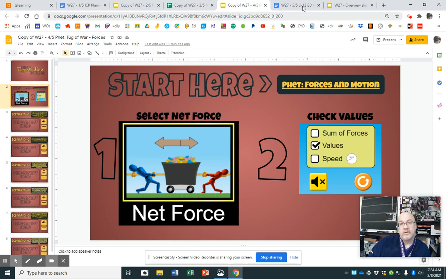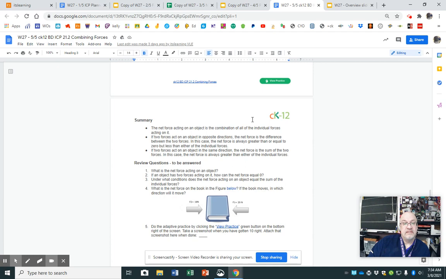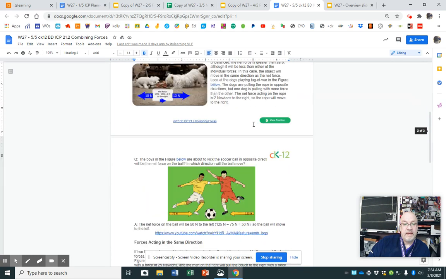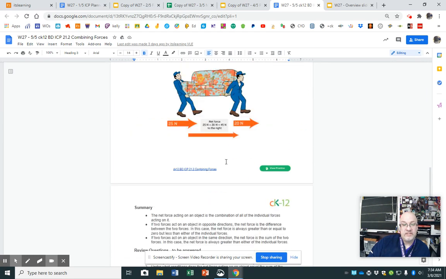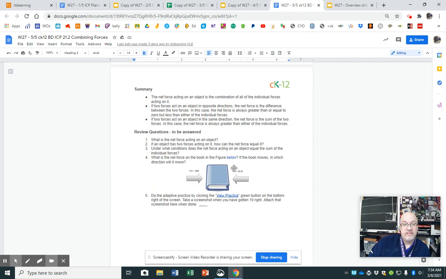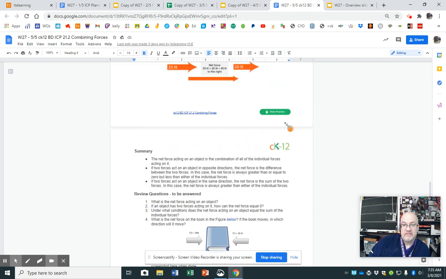You like it. And the last one, this is the CK12. You read the web page. There's a couple of videos to watch. And then down here, there are questions to answer, and then do the adaptive practice. The adaptive practice is this green button on the website. I just can't make it work with a link.